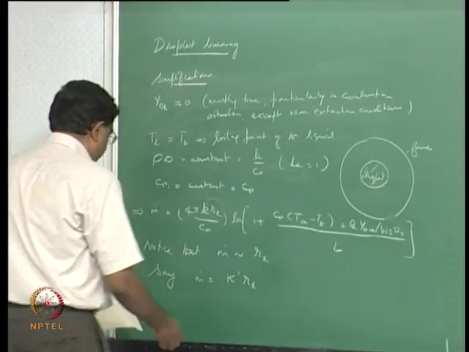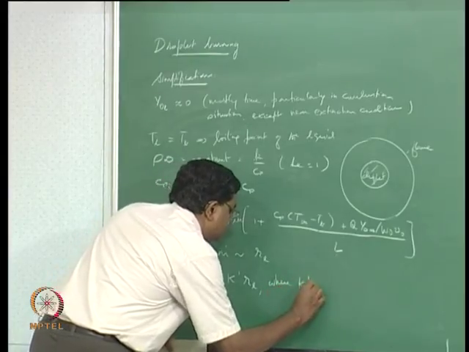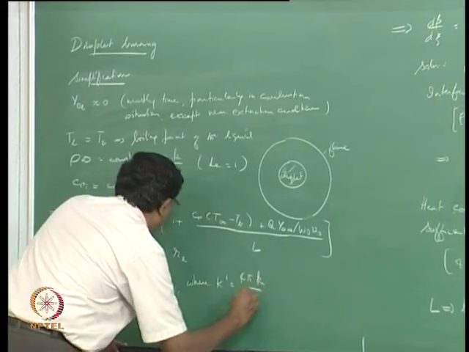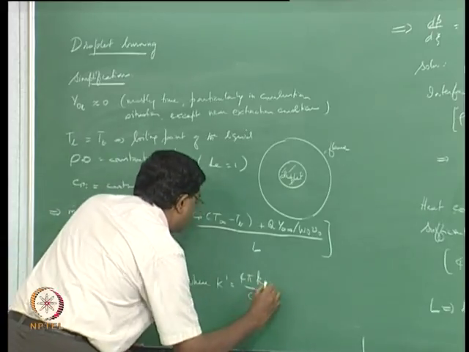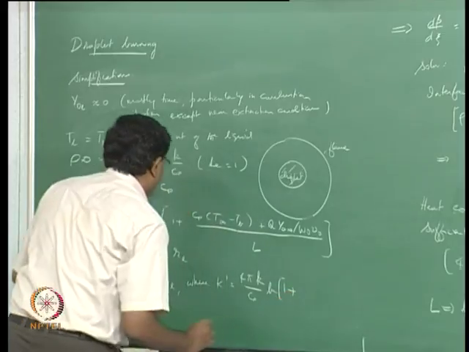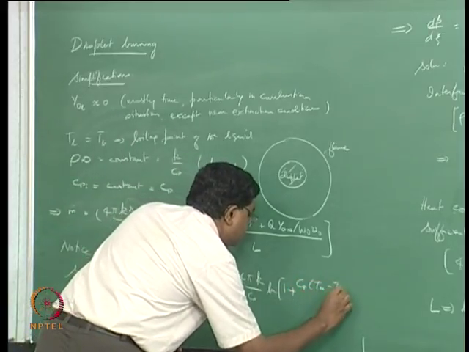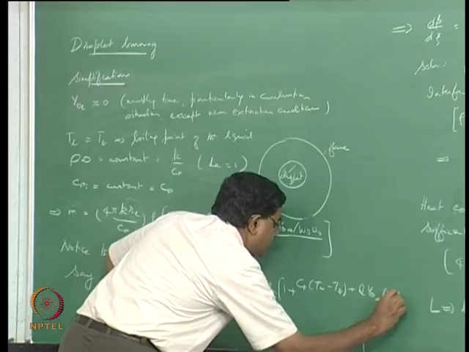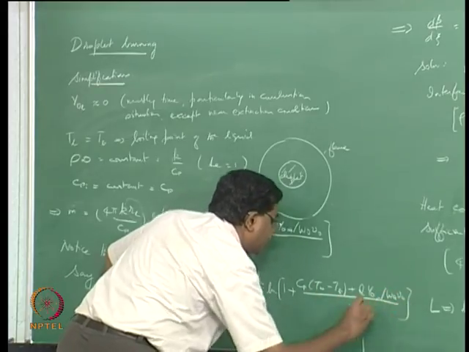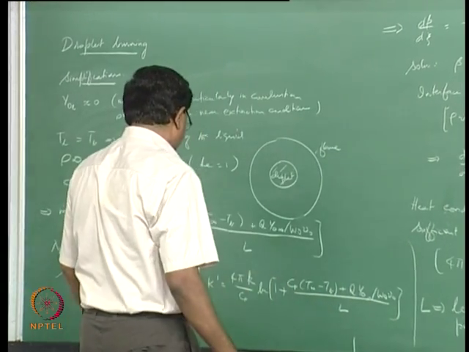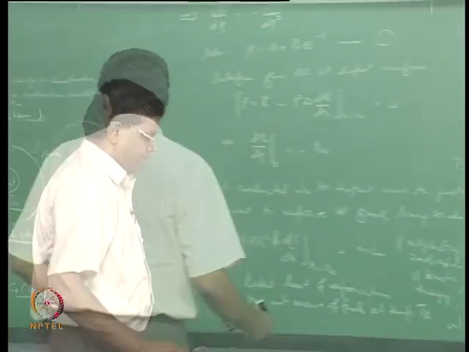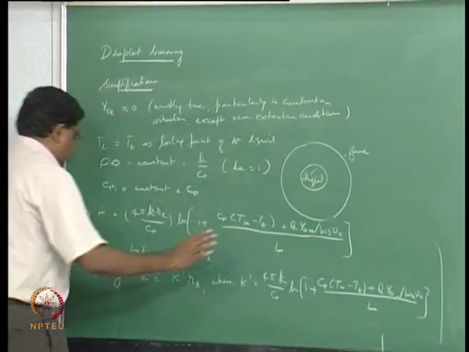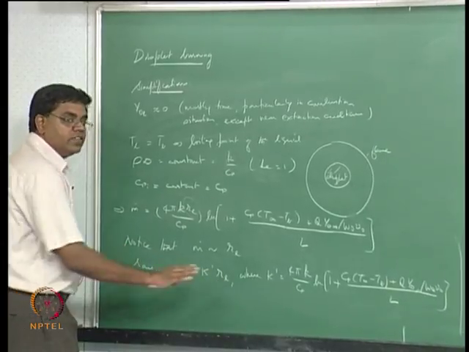So where k prime is equal to, except RL, we have to write everything else, which is 4 pi k divided by Cp, natural logarithm 1 plus Cp (T infinity minus Tb) plus Q YO infinity divided by WO nu O, divided by L, right? So keeping that as a K prime, for the next few minutes we are simply going to ignore all this stuff and basically say m dot is equal to K prime RL, and let's see what that means, right?